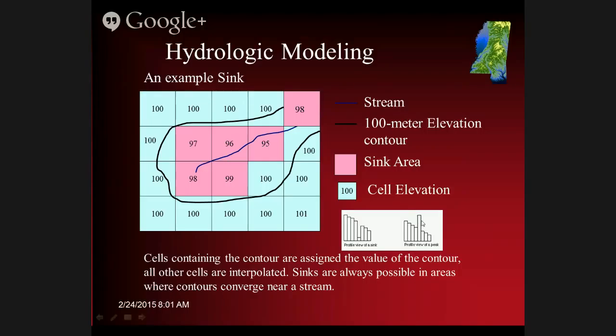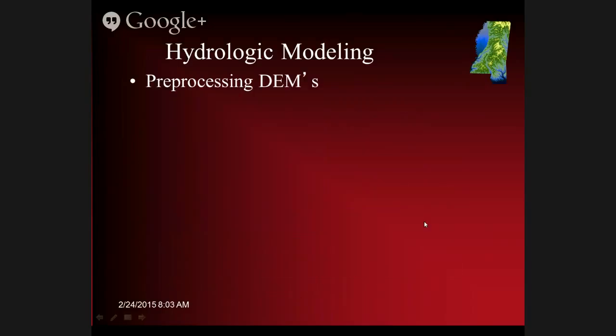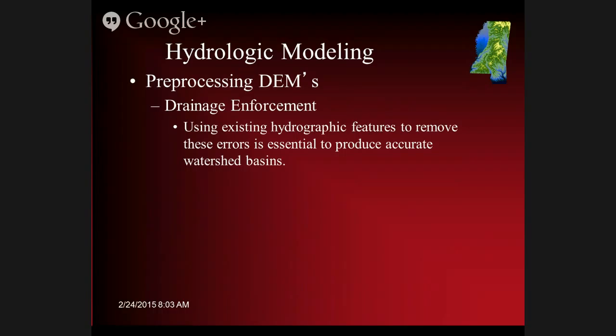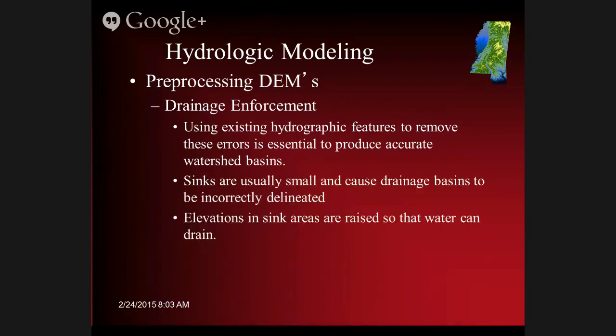These kinds of things, if they are in fact preventing water flow and they shouldn't, have to be removed manually, or they can be removed by the fill sinks algorithm. So that's kind of what I was talking about. Drainage enforcement, using existing hydrographic features to remove these errors, is essential to produce accurate watershed basins. Sinks, usually small, cause drainage basins to be incorrectly delineated.